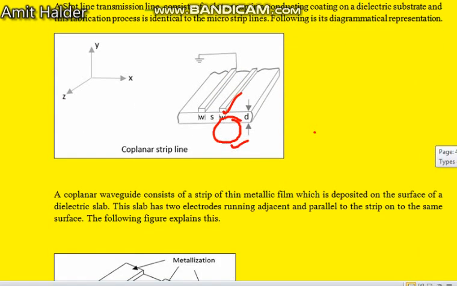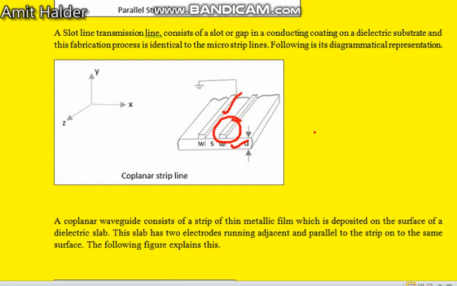As you can see here, there is a coplanar strip line. Coplanar strip line means there are two strip lines that have been fabricated parallel to each other. They are known as the coplanar strip lines.